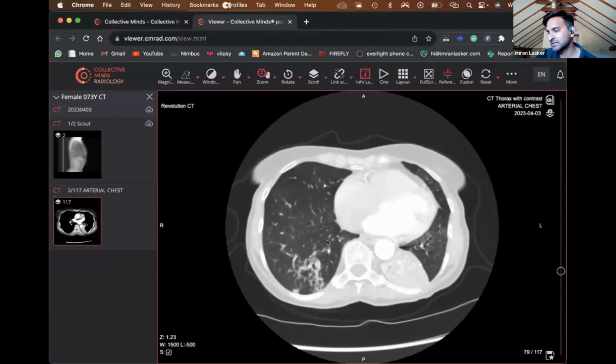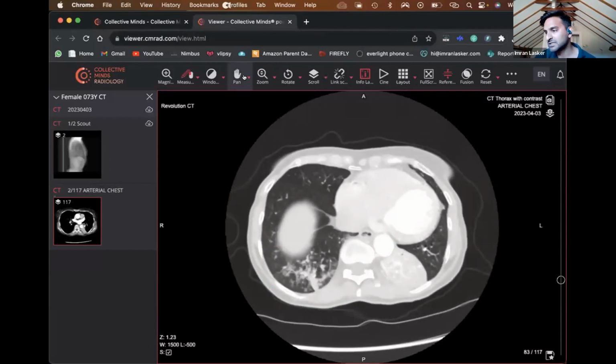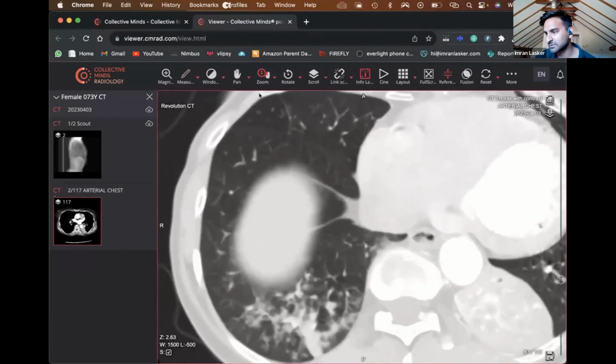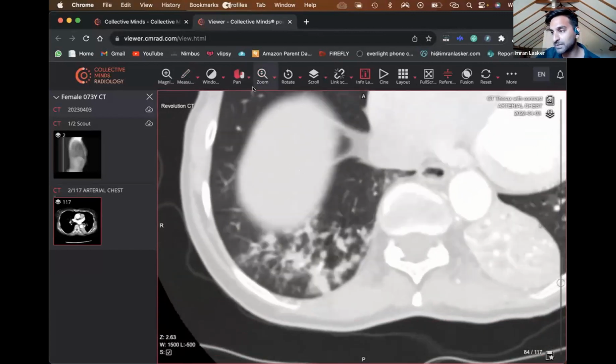But now when you come down to this area, I'm going to just draw it so everyone can have a look. Can you see that area there? That doesn't look quite right. Someone said it, yeah. Someone said tree-in-bud opacity, right? That's always a good phrase to use. People know what you're talking about when you say it. So what does tree-in-bud opacity mean?